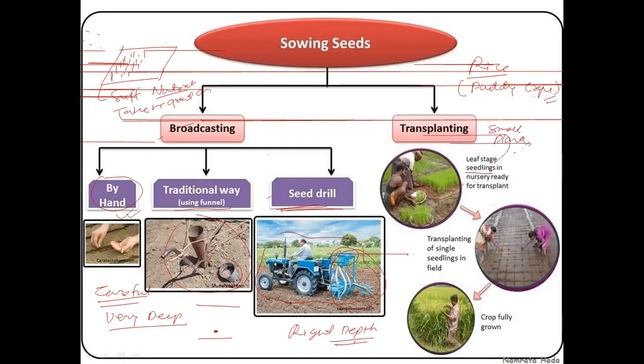So what happens? Now we move all our seedlings to a bigger piece of land and we plant them there. You see what is happening here? Just like an organ is transplanted from one body to another body, similarly, the seedling is transplanted from the nursery to another field, another piece of land here.